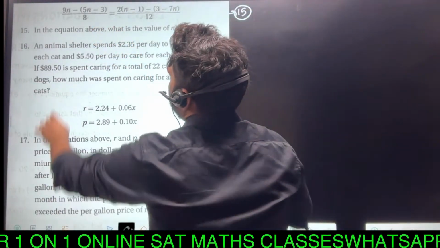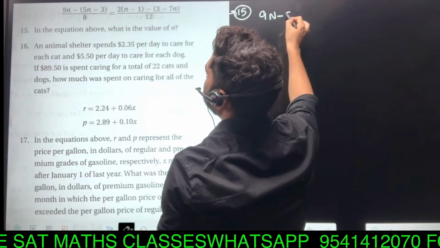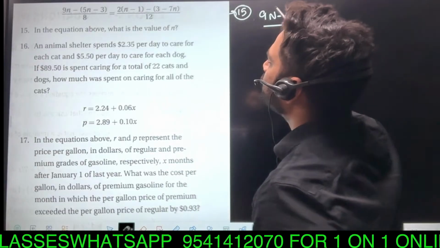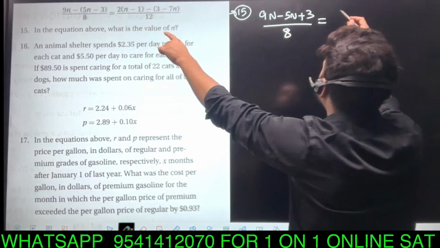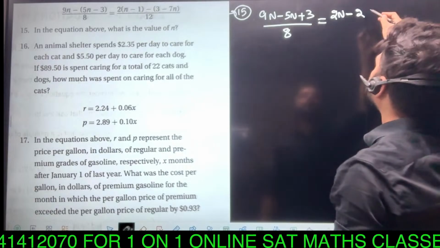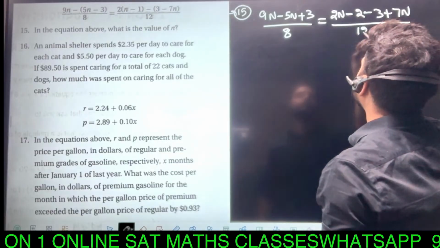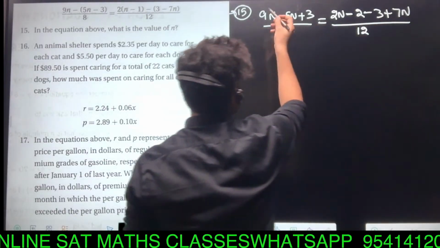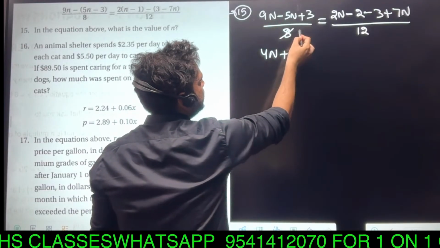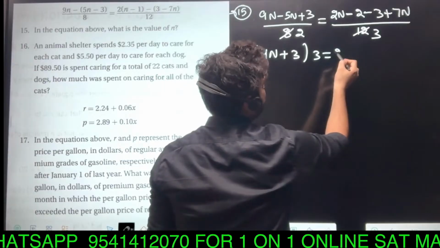This minus will go inside, so it will be 9n minus (5n plus 3) upon 8 is equal to 2 into (n minus 1). It will be equal to 2n minus 2, and minus (3 plus 7n) divided by 12. Okay, now we simply have to solve this. It is 9n minus 5n is 4n plus 3, and you can also cancel this 2 and this by 3, so 3 will come this side and this 2 will go this side. You simply have to solve this.